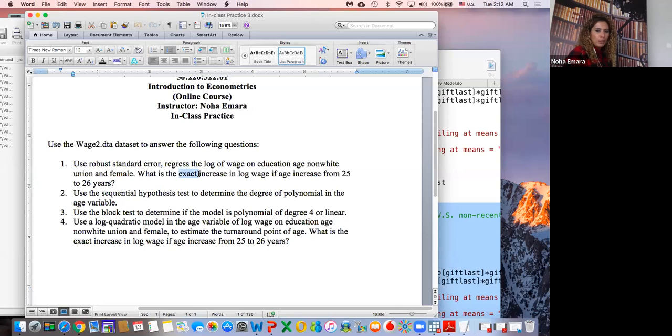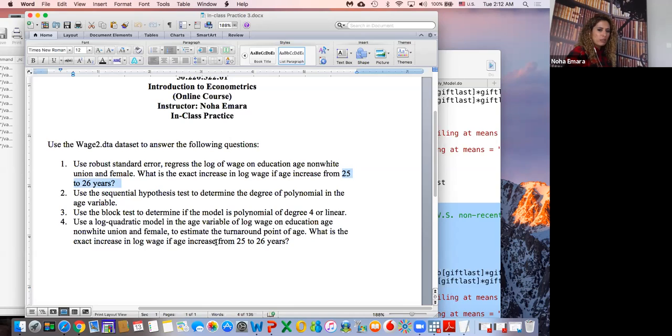But it makes a huge difference when I come to a quadratic model. Okay, so if I'm talking about a quadratic model, then I have to make sure that I check whether the question is asking me to compute an exact or an approximate. And the good news is, if the change is small, as I can see here, 25 to 26 years of age, which is the same as here.